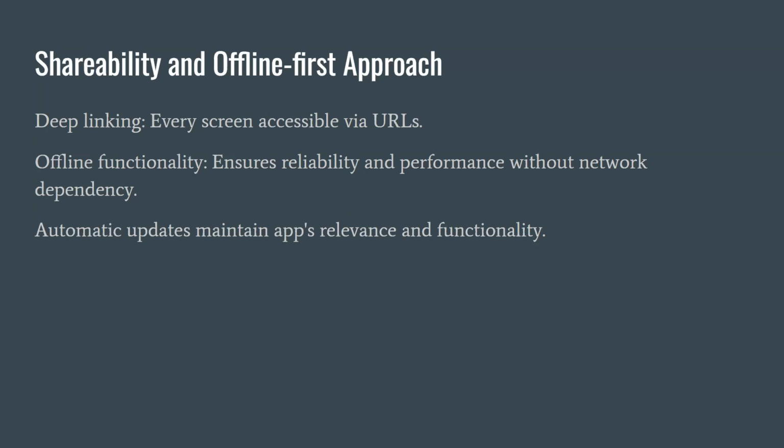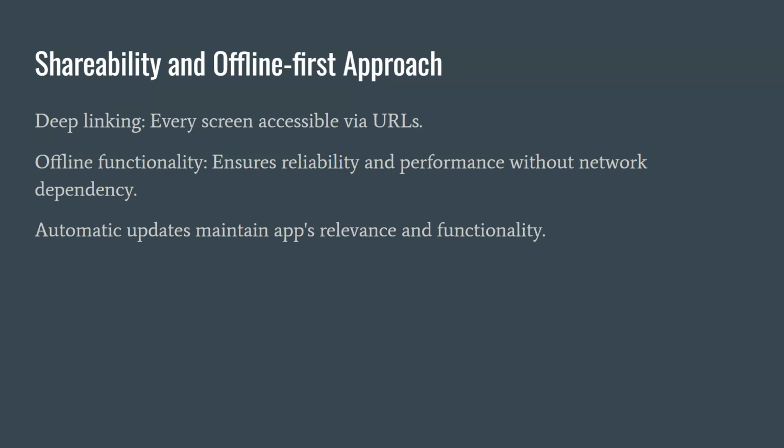Shareability and offline-first approach. Every Expo Router powered app is shareable and accessible offline. Through the deep linking feature, each part of the app can be reached via a simple URL, which is great for user engagement and marketing.